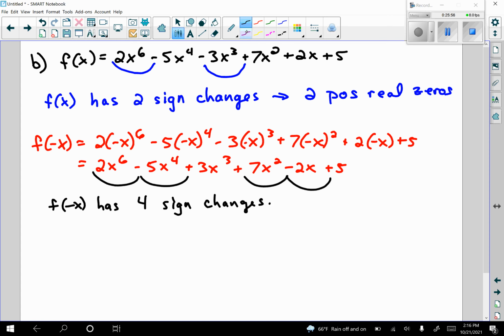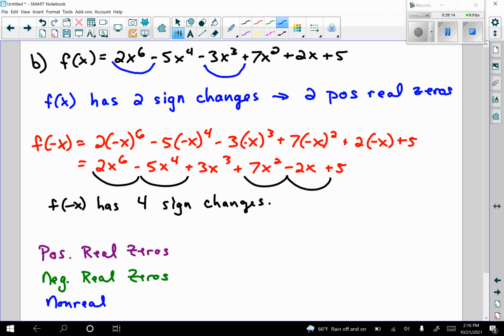All right, so we're going to make our list here. So we have positive real zeros, we have negative real zeros, we have non-real zeros, and then we'll get our total.